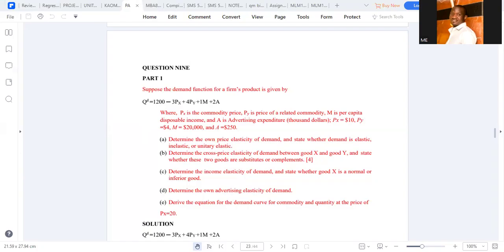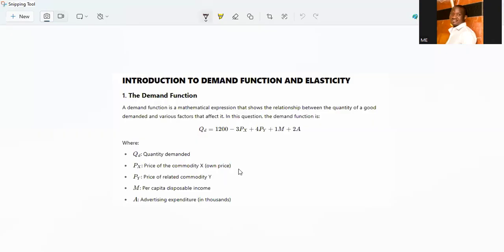So a demand function is simply a mathematical expression that shows relationships between quantity of a good and the various factors that affect it. There are a lot of factors that affect the demand for a particular good. What are some of the factors that we should know by our fingertips? Number one, the quantity is affected by the price of that particular commodity. That's what comes with own price elasticity. So this is quantity X, this is price of X. This makes what we call own price elasticity.